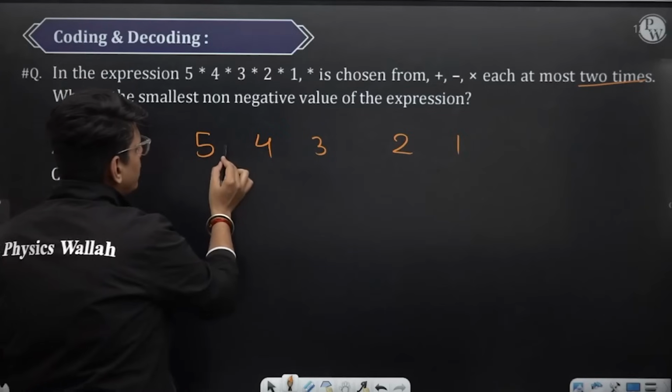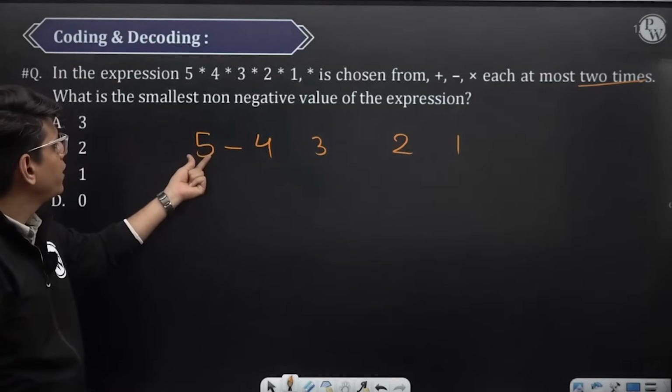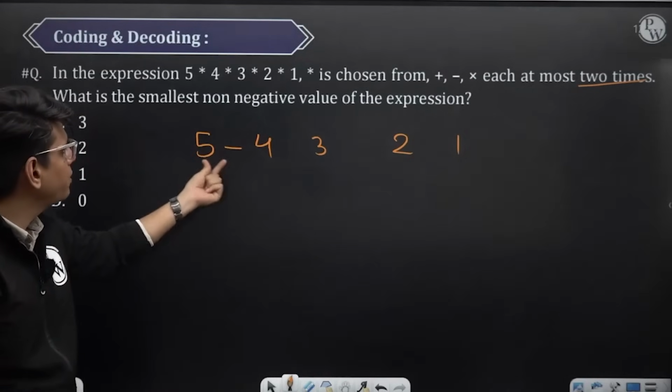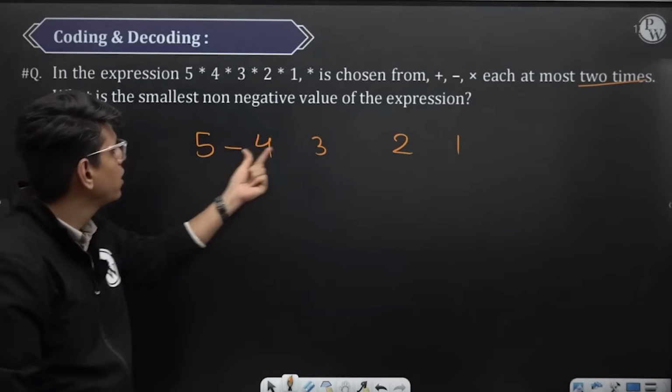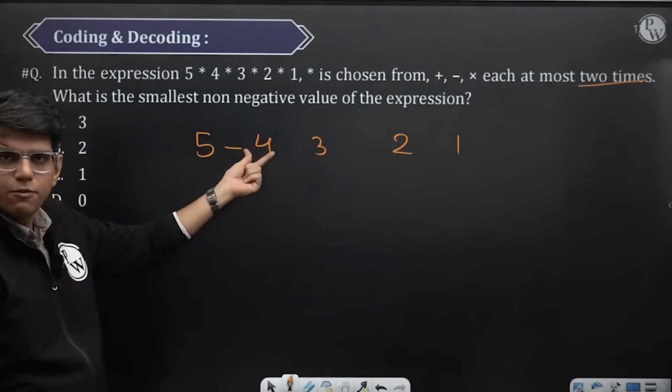So first of all, let me take the minus sign because I want the minimum value. So I have to reduce 5 by 4. That is the maximum. If I reduce 5 by 3, I will be left with 2. If I reduce 5 by 2, I will be left with 3. When I reduce 5 by 4, I will be left with 4.